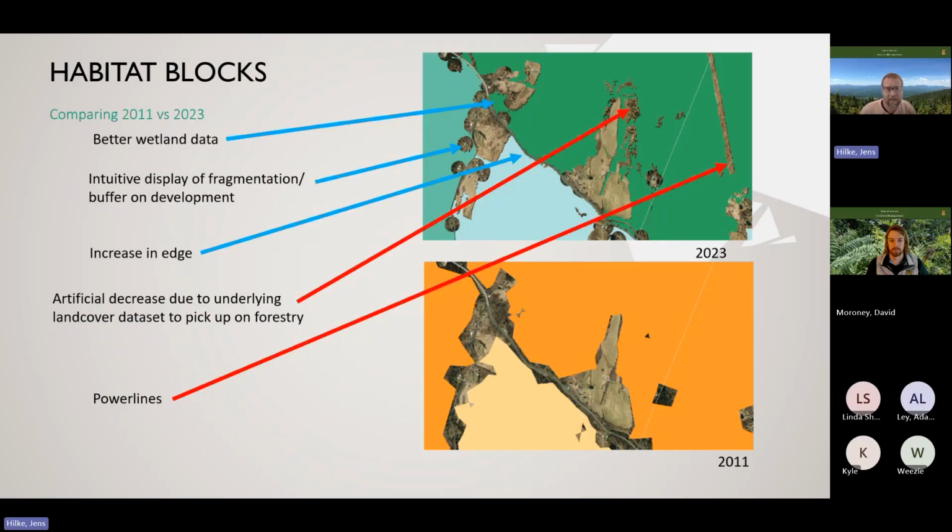And so you can see that top blue arrow, that area was added because of this better wetland data. I mentioned the intuitive display of fragmentation and the increase in edge. And in this case, that's a good thing. It means that our ability to detect the edge is better. Now, the input data, LiDAR-derived land cover data, is really based on vegetation height. And that's why we have such a great ability to detect trees. But the open land classes are a little bit worse.